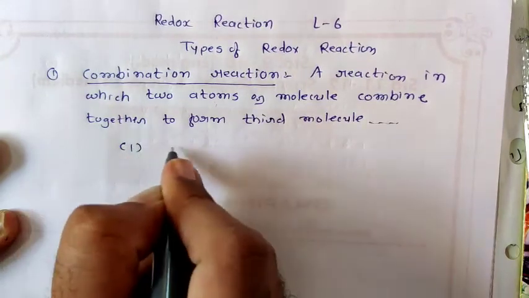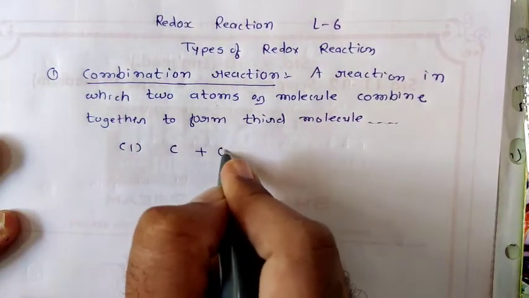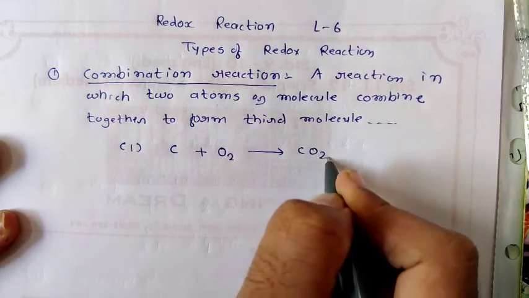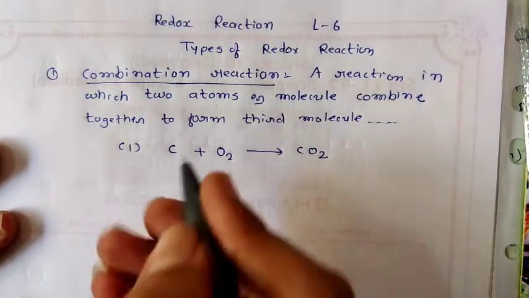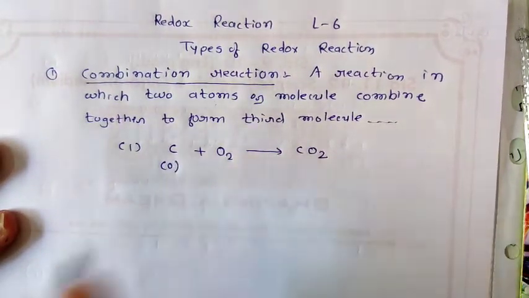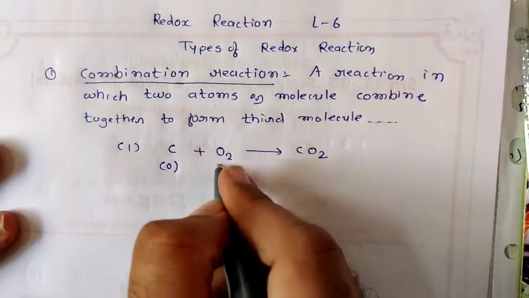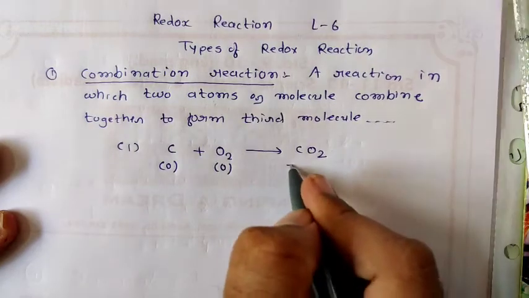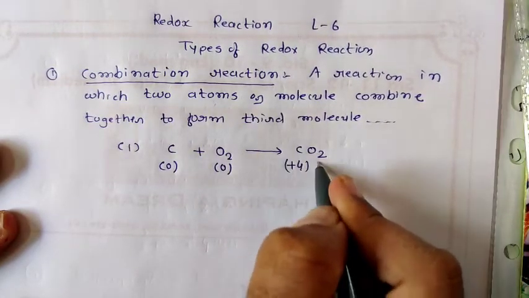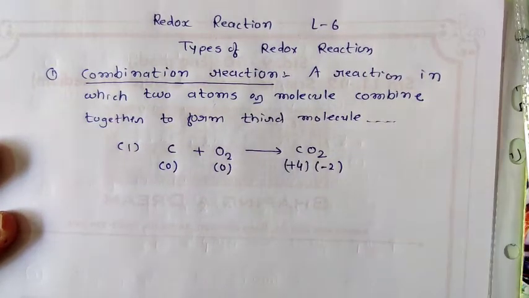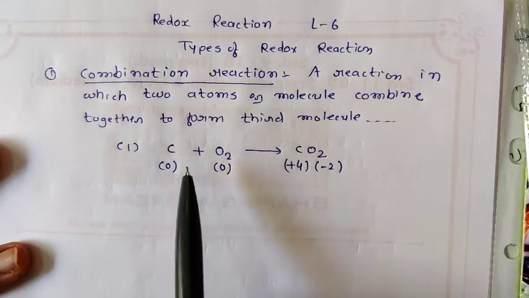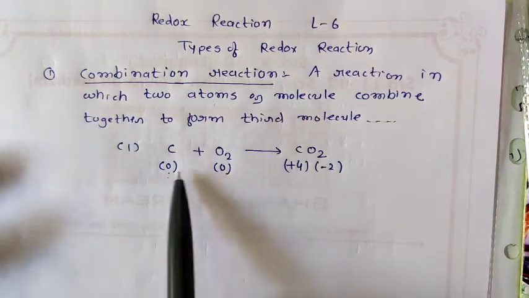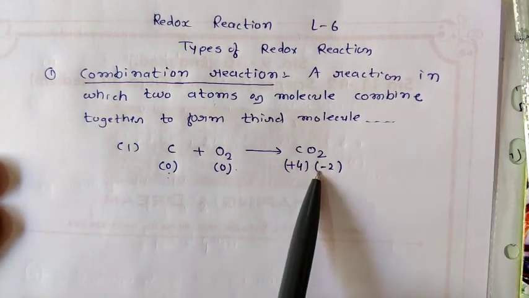Just see, the example is here. C plus O2 gives the third molecule CO2. The oxidation number of carbon is 0, oxygen also 0. Here carbon is plus 4 and oxygen is minus 2. So a reaction in which two atoms or molecules combine together to form a third molecule.